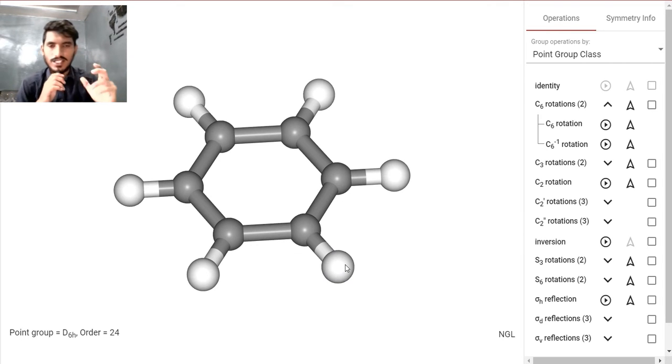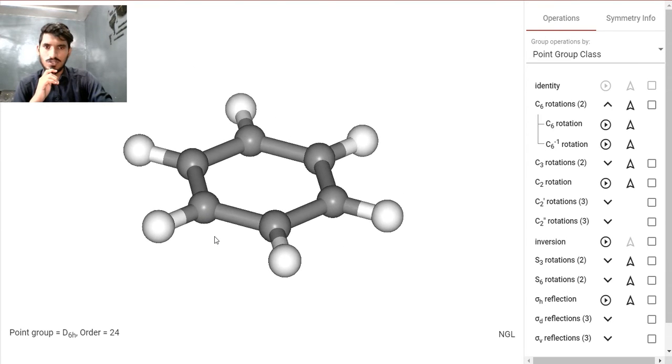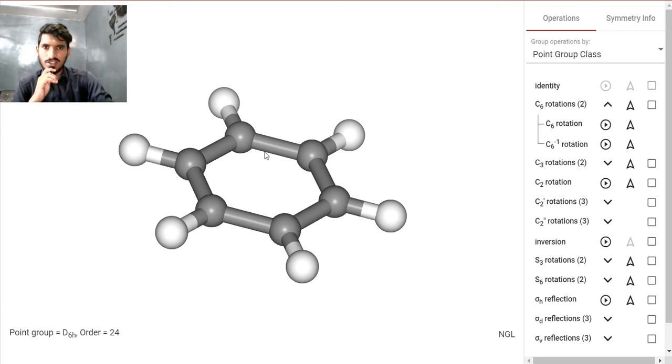There are no double bonds being shown in this diagram. Why? Because double bonds do not matter in the case of symmetry. In symmetry, we just have to take the shape of the molecule of benzene. Here I have just shown you the shape of the molecule of benzene, with a total of 6 carbon atoms and 6 hydrogen atoms.